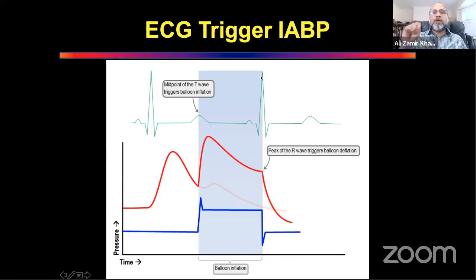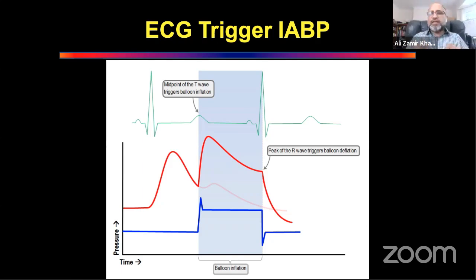It is always the peak of the R wave which triggers the deflation. You may not understand it straight away. Take your time, keep it with you and go back. But remember in an exam, when I ask you on an ECG what is the trigger point for the balloon inflation, it is the midpoint of the T wave or the peak of the T wave. And what is the trigger point for deflation? It is always the peak of the R wave that triggers the deflation of the balloon pump.